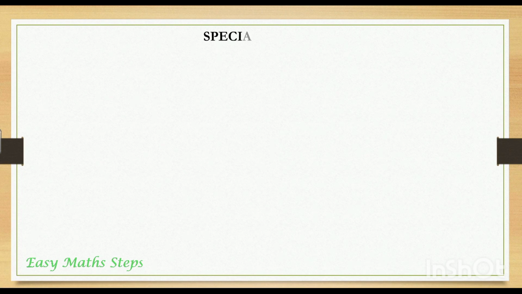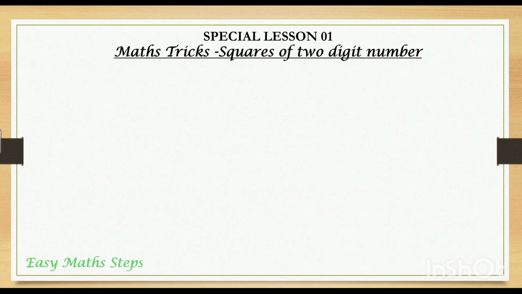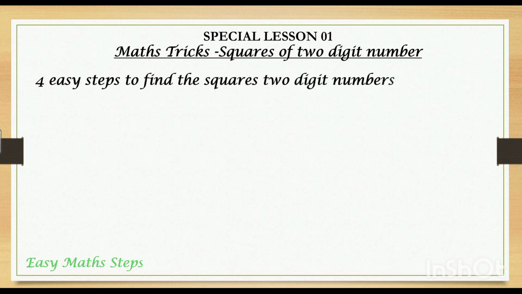We are on a special lesson on the mathematics tricks. So today we are going to show you two math tricks on the squares of two-digit numbers. When you have a two-digit number and you're asked to square it, there's an easy way to do it. That's what I want to show you in this lesson. There are four easy steps to find the squares of two-digit numbers. So let's run through the steps.